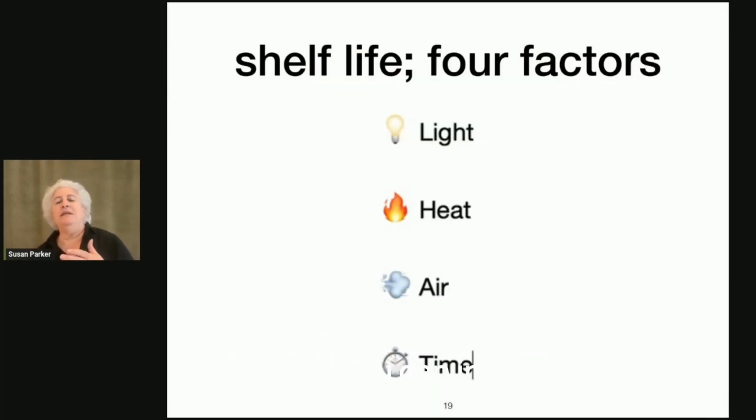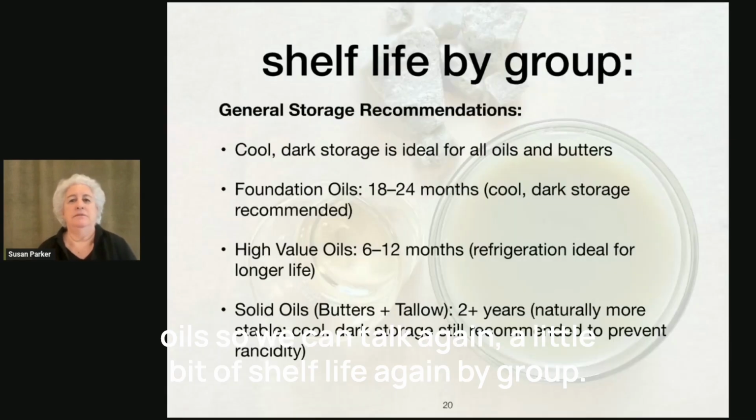So I made this emoji list for you so you can imprint it in your mind. Light, that's what's going to degrade your oils the quickest. Heat, that's right up behind light. And then air, oil exposed to too much air, the oxygen is more able to attach to the unsaturated fatty acids and cause problems. And then, of course, time. We can't control time, so let's keep track of the light, the heat, and air that will affect our oils.